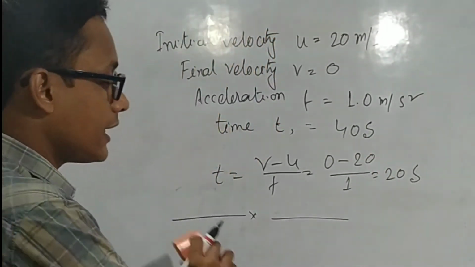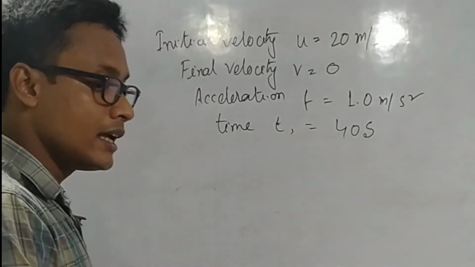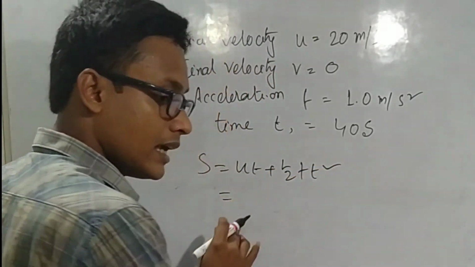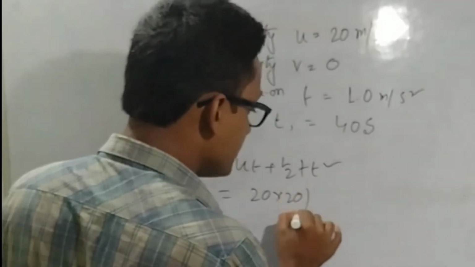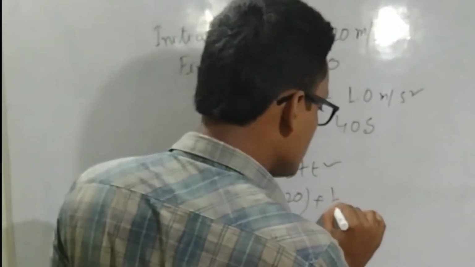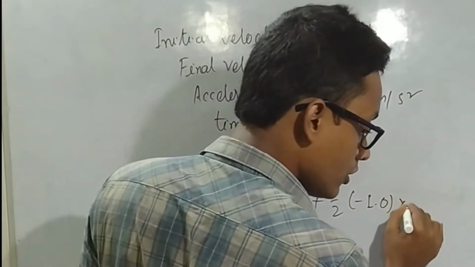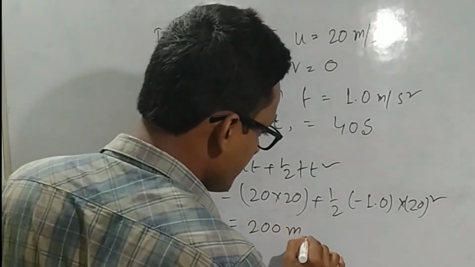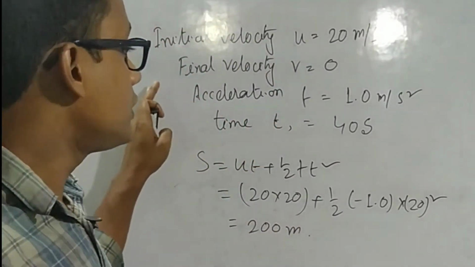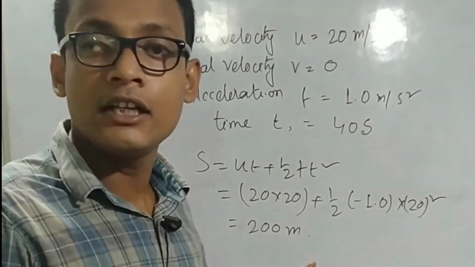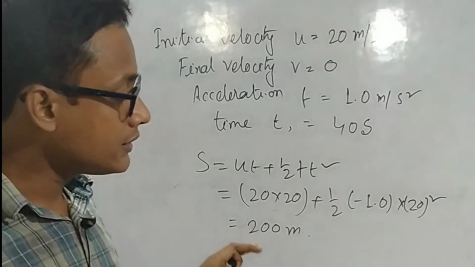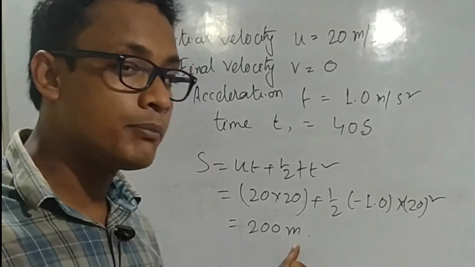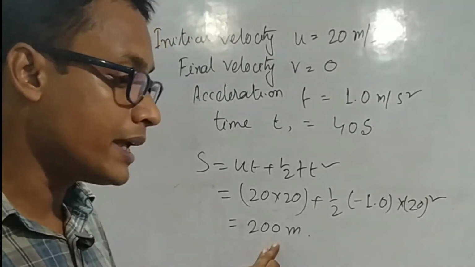So now we can calculate the distance traveled by the train, s is equal to ut plus half of ft square, that is equal to 20 into 20 plus half into the deceleration of 1.0 into 20 second square. This will provide 200 meters. So we can use the formula, but the answer should be proper and should make physical sense. So now this is the distance traveled by the train after applying the brake.